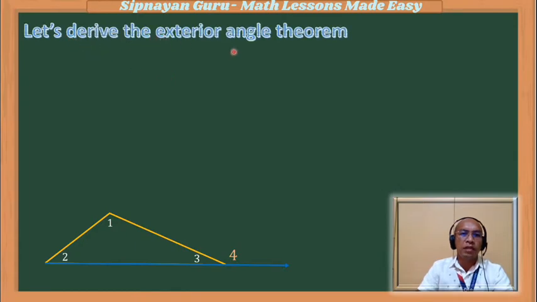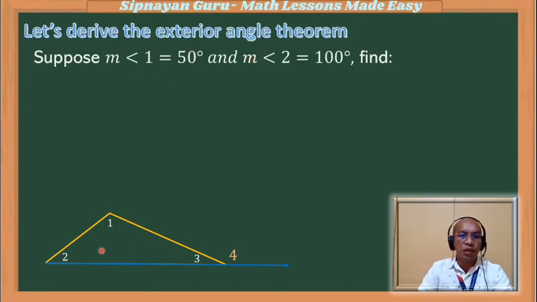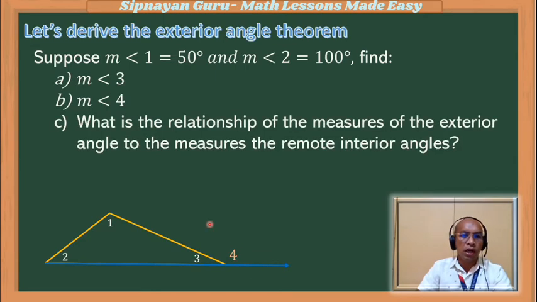Now let's derive the exterior angle theorem. In the same triangle, suppose the measure of angle 1 is 50 degrees, and the measure of angle 2 is 100 degrees. We are asked to find the following. First, the measure of angle 3. Second, the measure of our exterior angle, which is angle 4. And lastly, what is the relationship between the measure of the exterior angle to the measures of the remote interior angles?